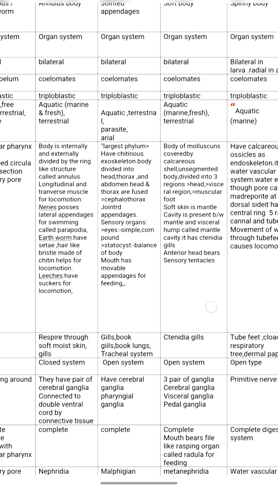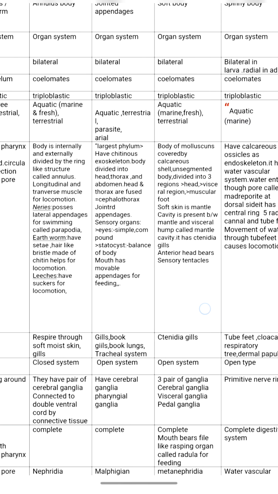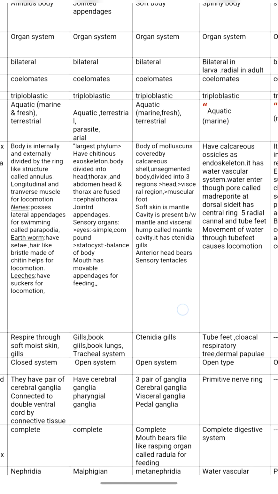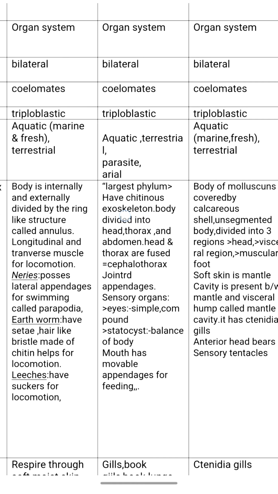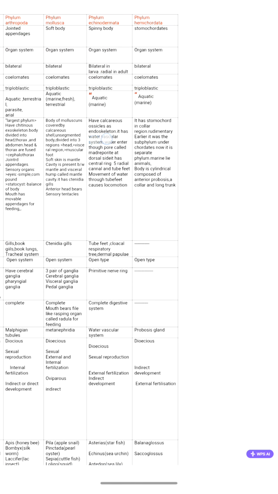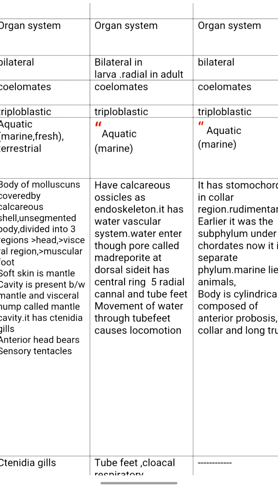The exoskeleton I said for Arthropoda, which has a chitinous exoskeleton. Here it is an endoskeleton. I've also said it has a water vascular system, but Porifera has a water canal system. This is how you have to study comparatively. This is what made me remember it till now.